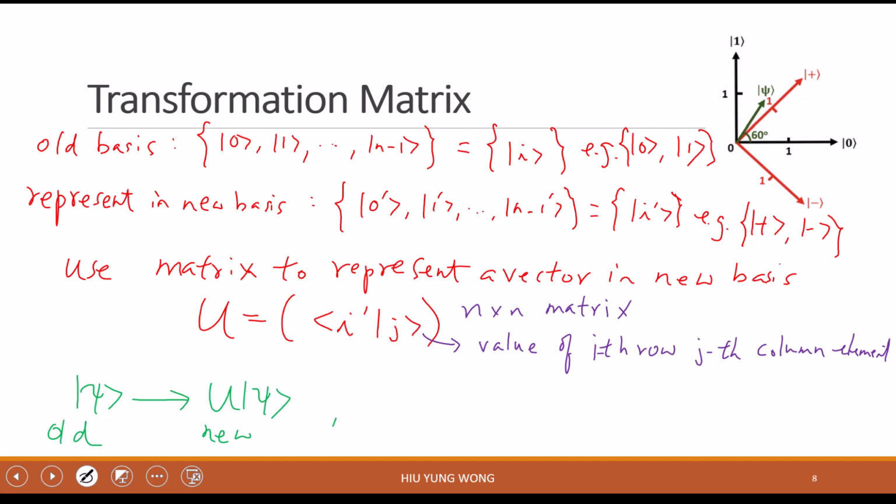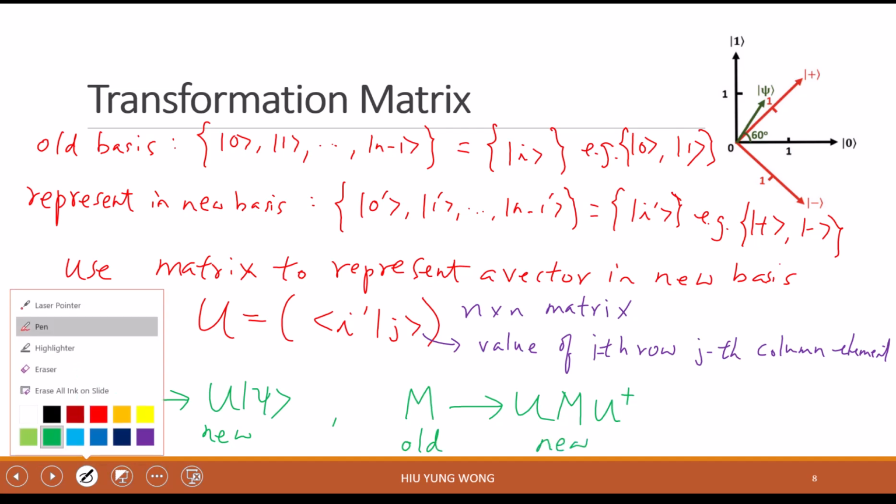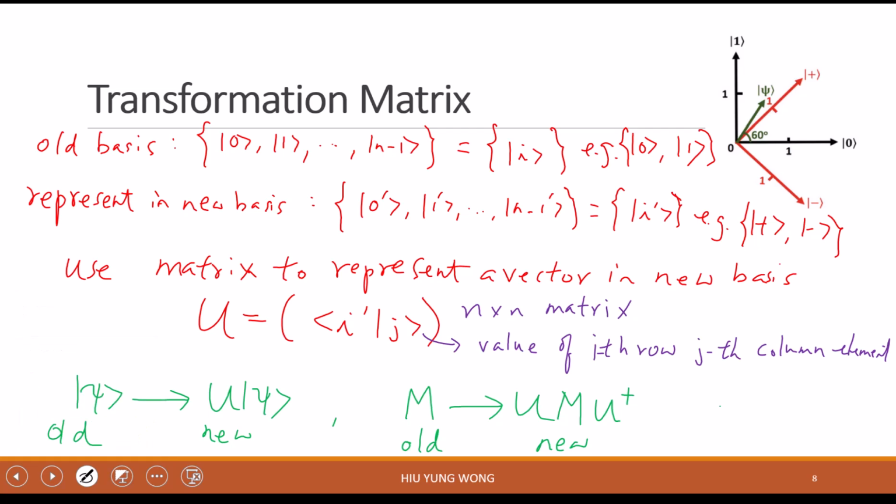And then how about matrix? Matrix got to change also, right? It becomes U, M, U dagger. We are not proving it, but you need to memorize it, keep in cheat sheet. Basically, you need to know how to do that. Okay, so we'll do an example.